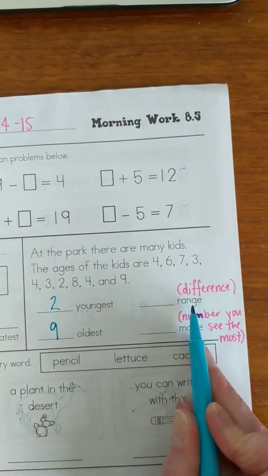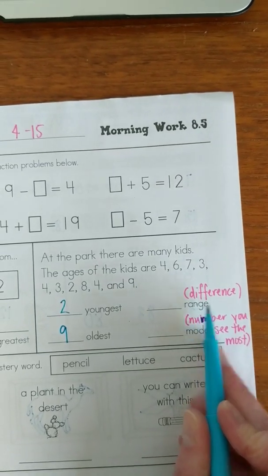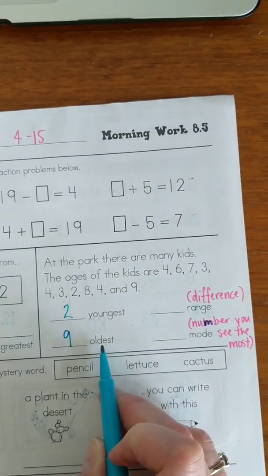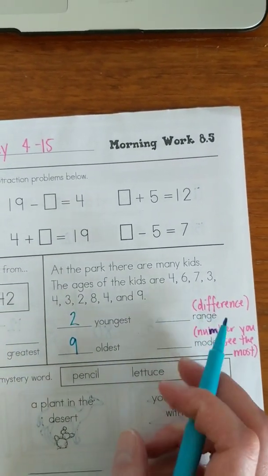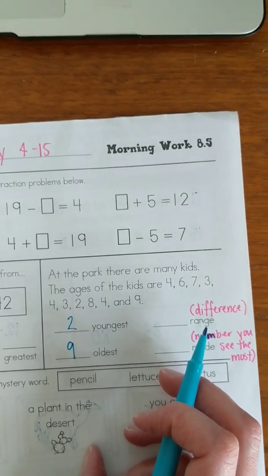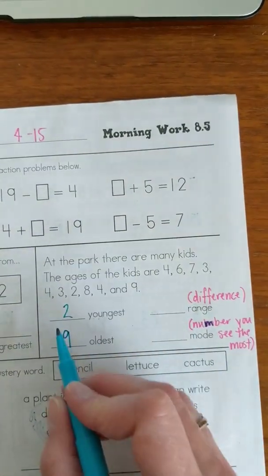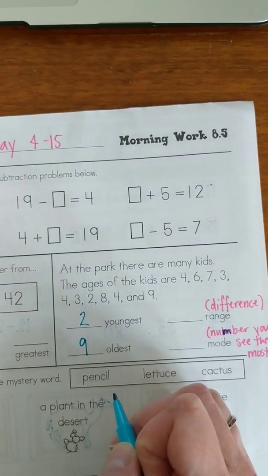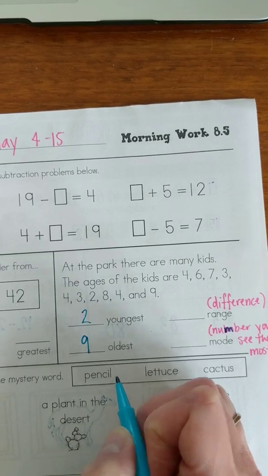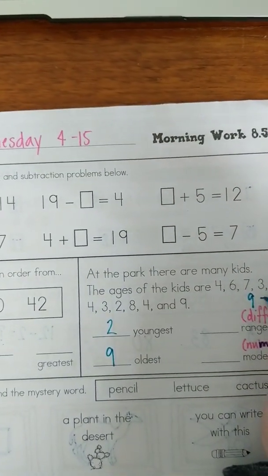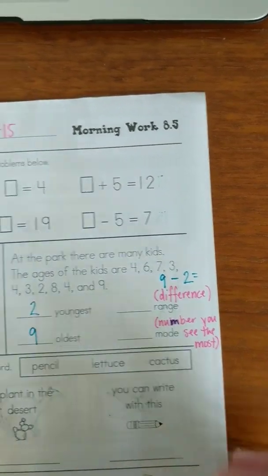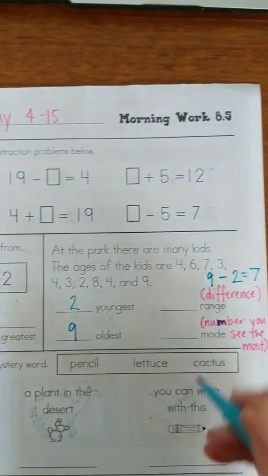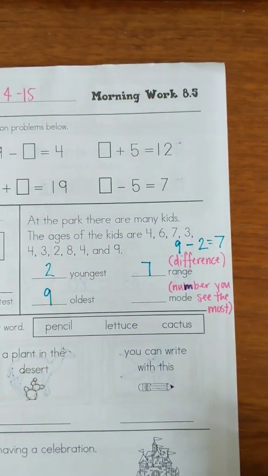Now they want to know the range. What this is, they want to know the difference between the oldest child and the youngest child. So remember, when I'm talking about the difference, I'm subtracting. If you want to find the difference, you subtract. Which number would I start with if I'm subtracting? Well, I know I have to start with the bigger number. So I'm going to start with 9, and then I need to take away the age of the youngest child, which is 2. So if I think about it, I know that 9 minus 2 equals 7. So I'm going to write 7 as my range here.